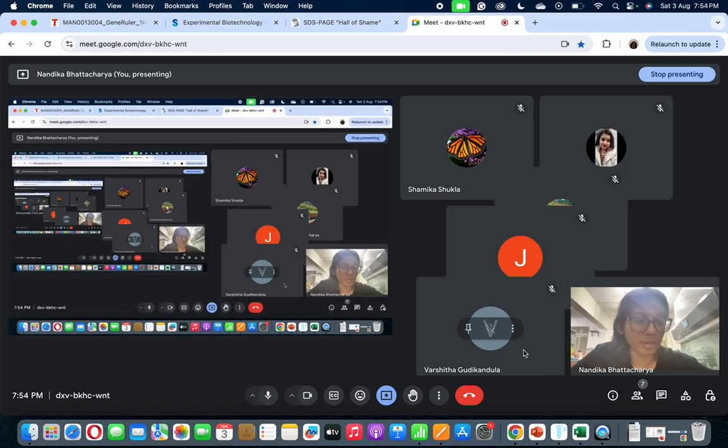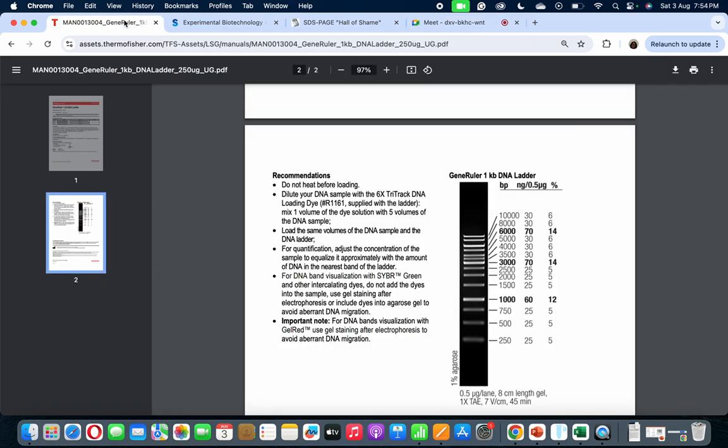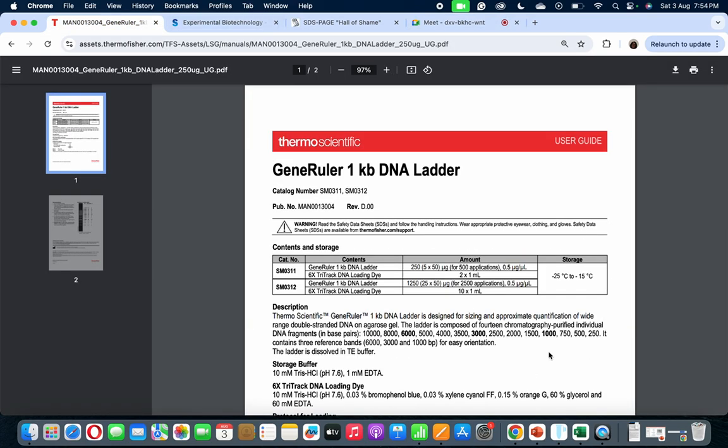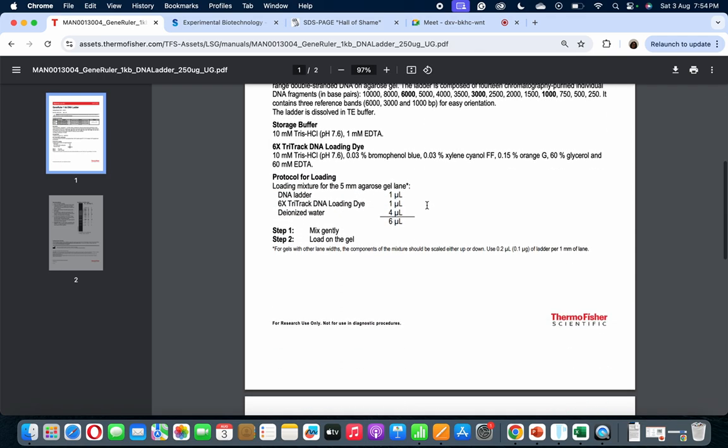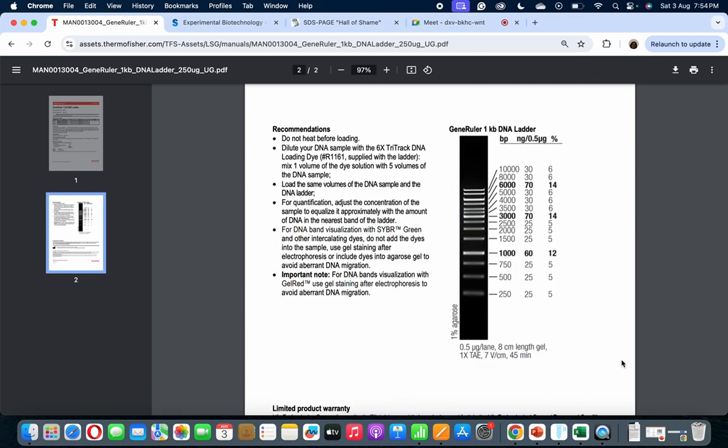So when you use a ladder, it will come with a document like this, a user guide. It will tell you the details of the ladder, and it will have this region showing which different bands are there in the ladder, what the molecular weight of each band is, and what amount of DNA is in each band. This information will be given with every DNA ladder. So you know how much ladder you have put in the gel, and according to that, you can calculate how much DNA should be present in each band.